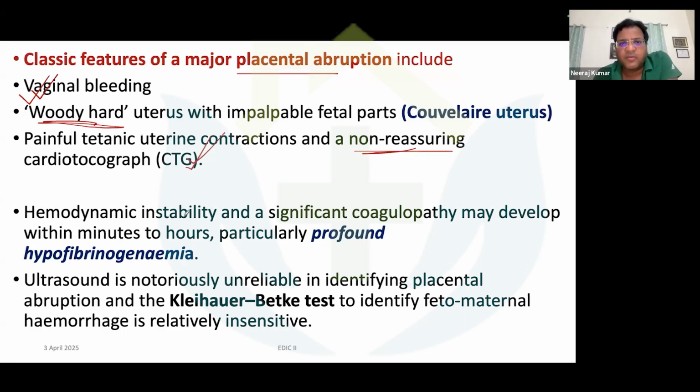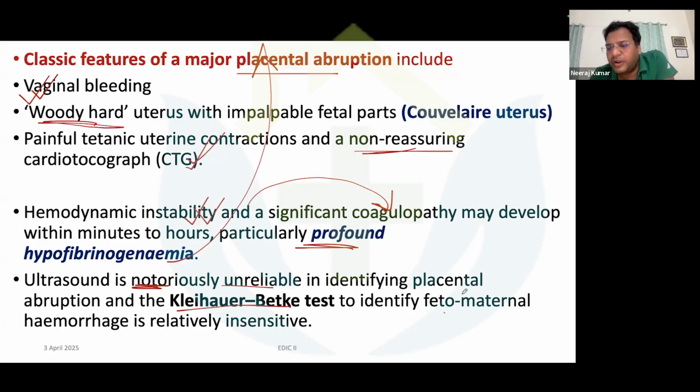The second part is that in placental abruption, the patient will have hemodynamic instability along with significant coagulopathy. If it persists for minutes to hours, the patient will have profound hypofibrinogenemia, which is a cause of major placental abruption. In these kinds of patients, ultrasound is many times notorious and unreliable in identifying placental abruption. That's why the Kleihauer-Betke test is used to identify feto-maternal hemorrhage.